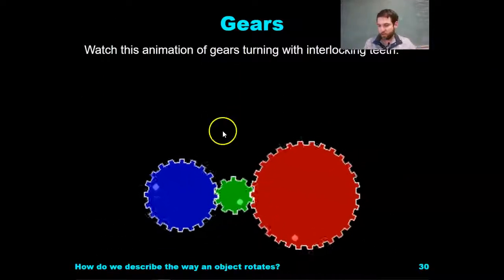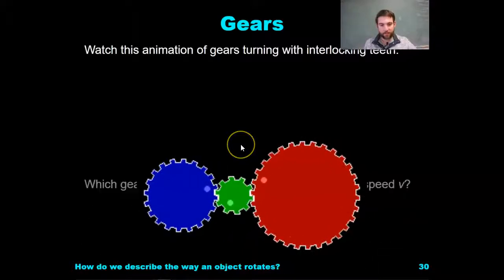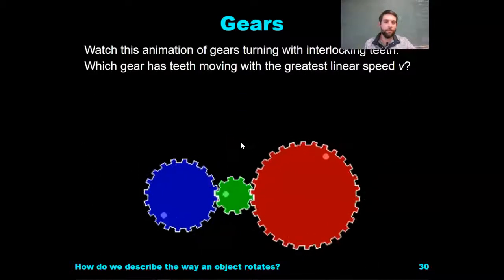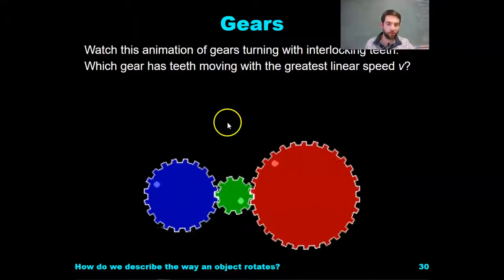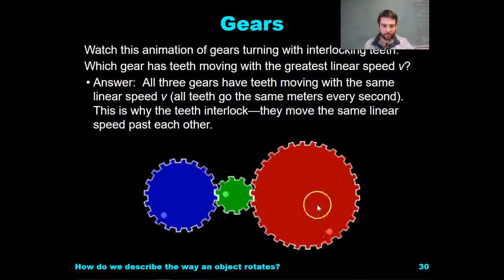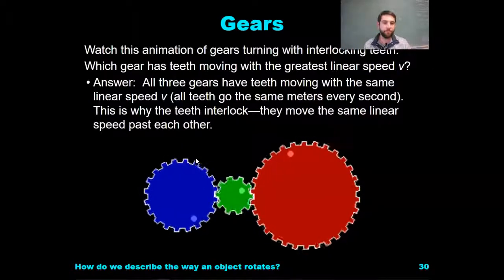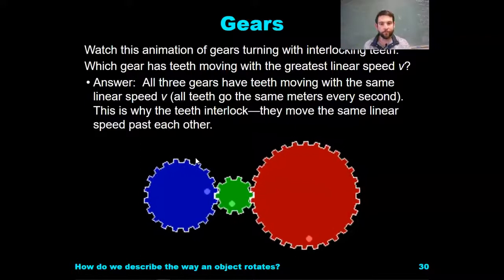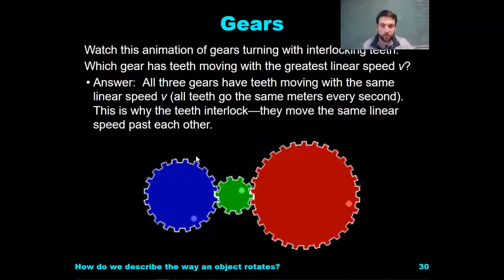Here we've got gears turning with interlocking teeth. Which gear has the teeth moving the greatest linear speed v? You might be able to just look at that and see, looking at the dots on them. All three gears have teeth moving the same linear speed. All the teeth are going the same meters every second. That's why the teeth interlock. They move the same linear speed past each other. That's what's happening in any kind of gear situation.